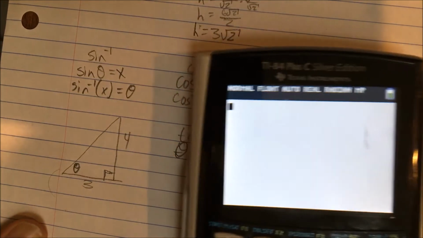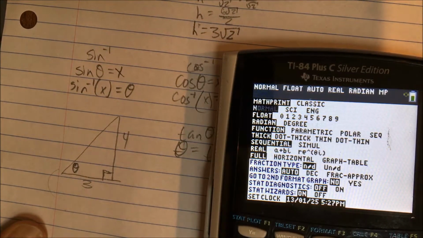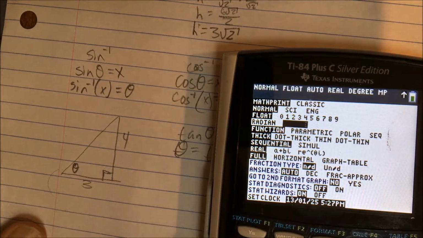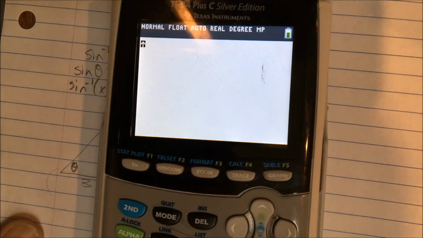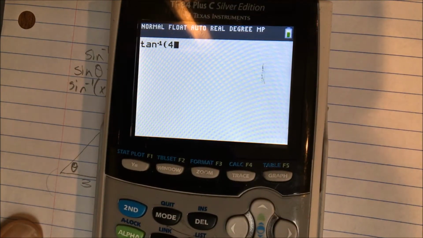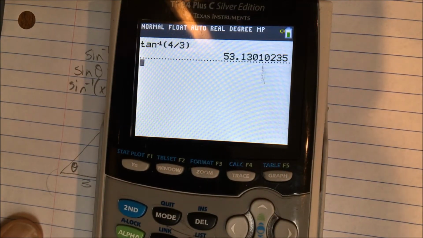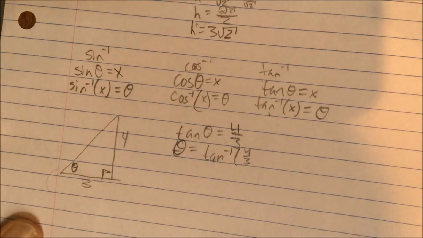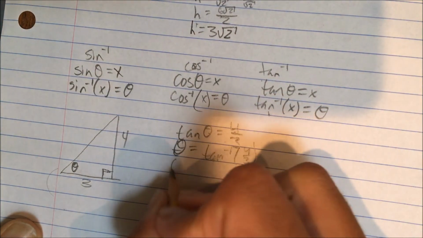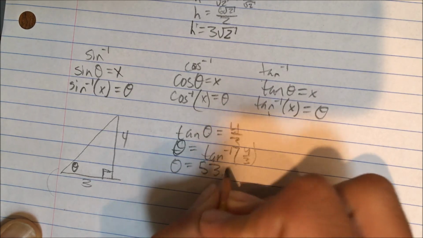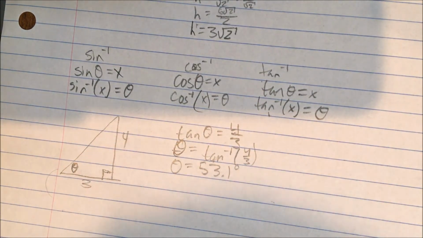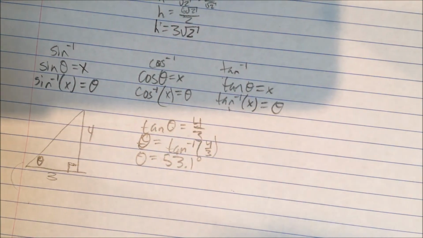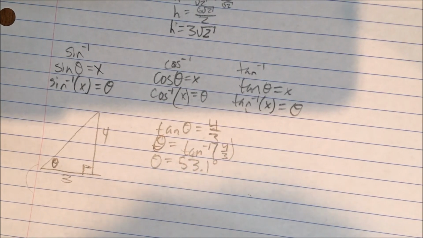using our calculator right here, let's make sure it's on degree mode, because that's what we're using. And we get about 53.1 degrees. So that's how you would use arctangent, and that's all you need to know for Sohcahtoa.